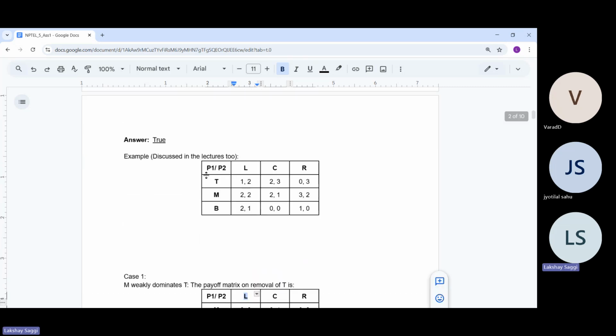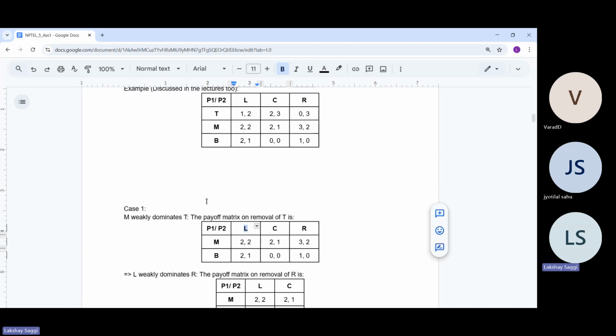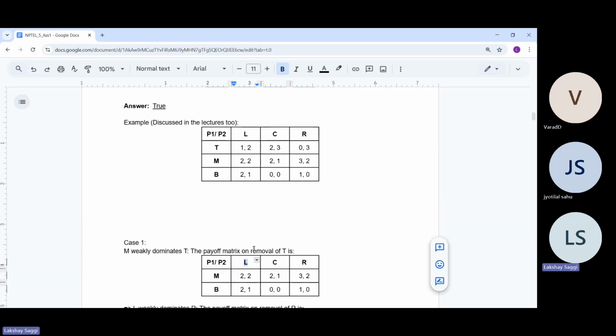So what I'll be doing is removing these weakly dominating strategies in different orders. I'll be removing different weakly dominating strategies, and then I'll be saying that on removing one set of weakly dominating strategies, I get one Nash equilibria. And on removing another set, I get some other Nash equilibria. So this means that the order in which we remove the weakly dominating strategies is actually changing the Nash equilibria which we obtain at the end.